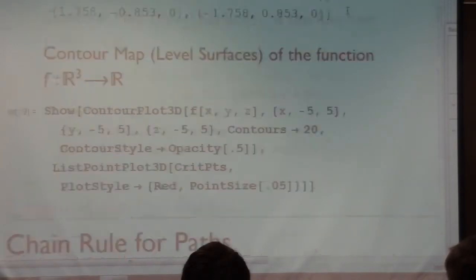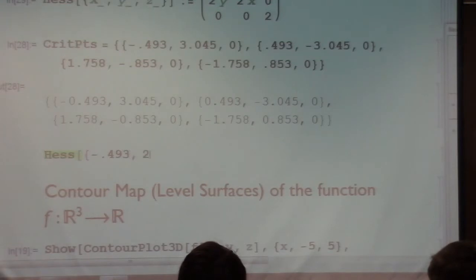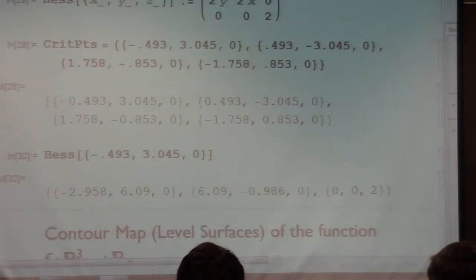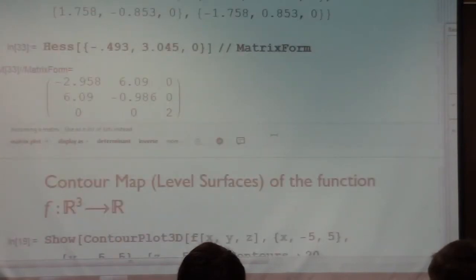Okay, let's figure out the Hessian matrix. Hess of negative 0.493, comma 3.045, comma 0. Look at it in matrix form. That matrix, just like with the second derivative test for functions of two variables, when you calculate the discriminant D, you only plug in the critical points. Same thing here. You only plug the critical points into the Hessian matrix. There it is. What are its eigenvalues?